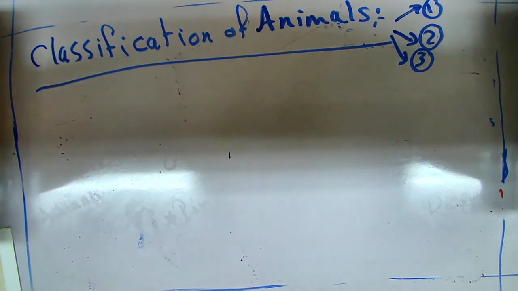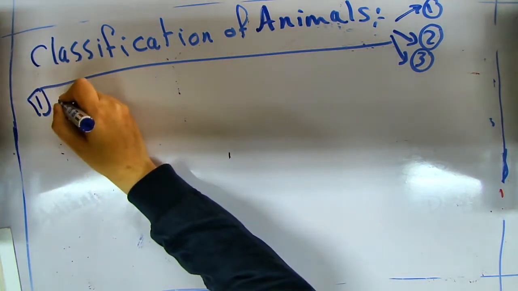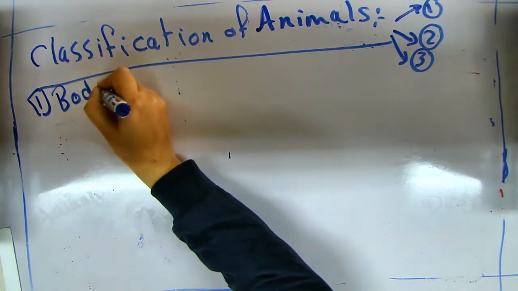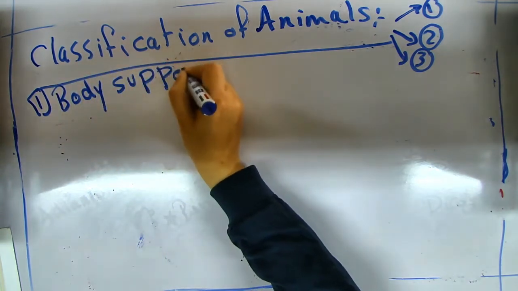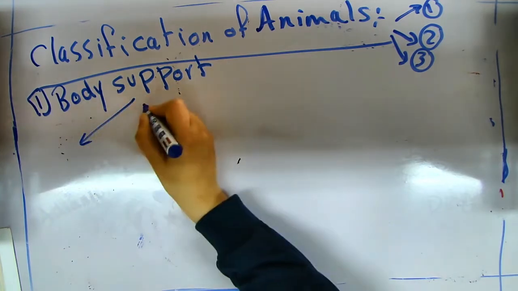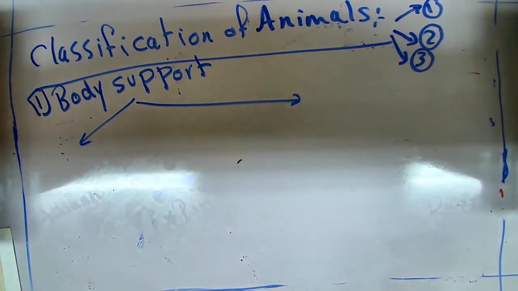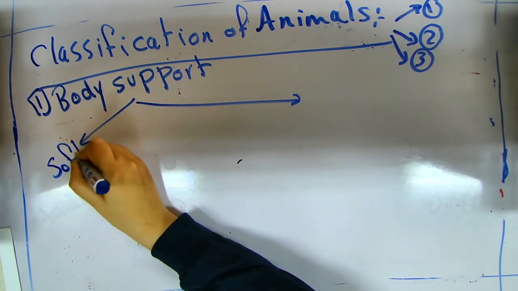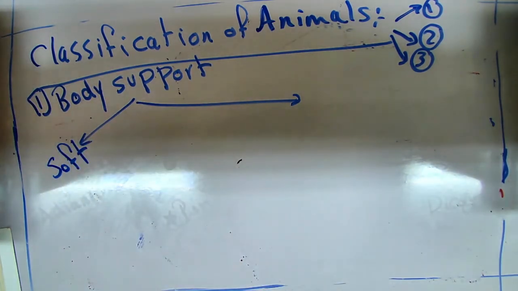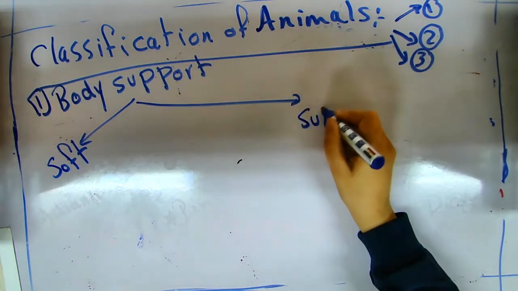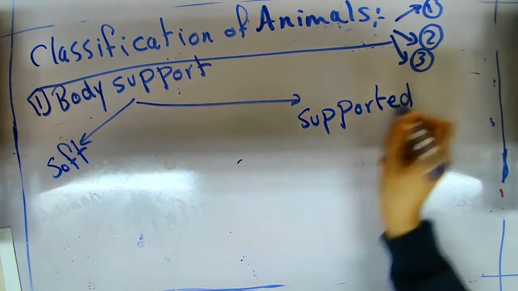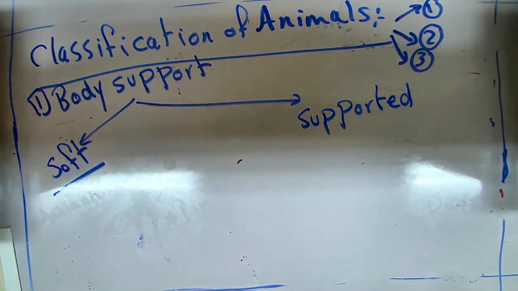At first, we will talk about the first point, which is nature of body support. The body support is two types. Some animals have soft bodies, they don't have any body support, and some of them are supported body. Soft bodies like jellyfish, octopus, and earthworm.